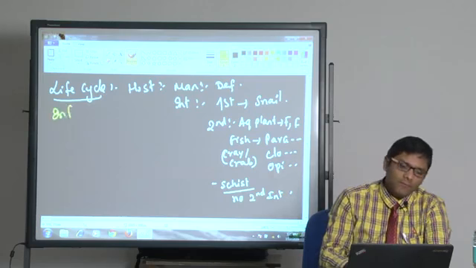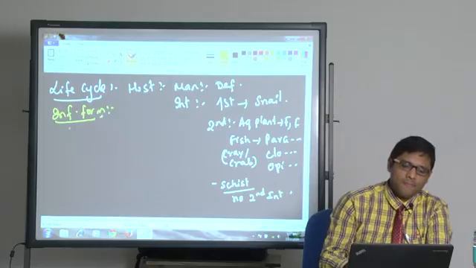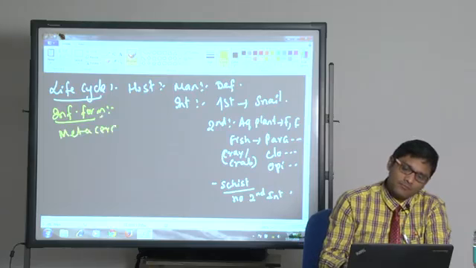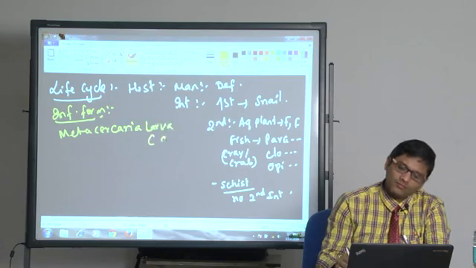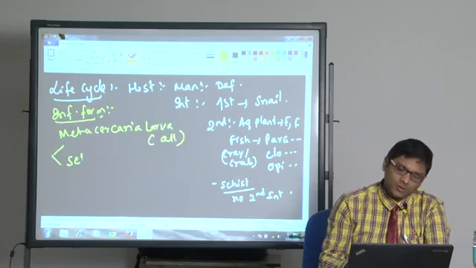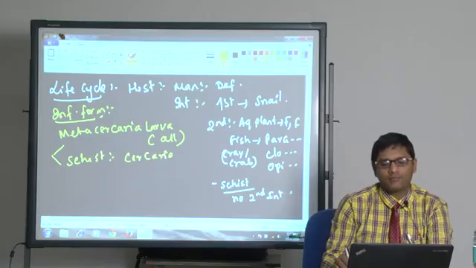The infective form is metacercarial larva for all except Schistosoma, where the infective form is cercarial larva.